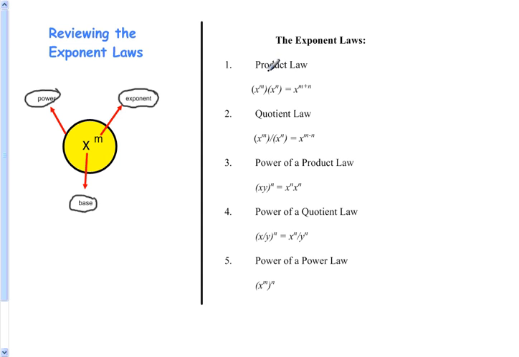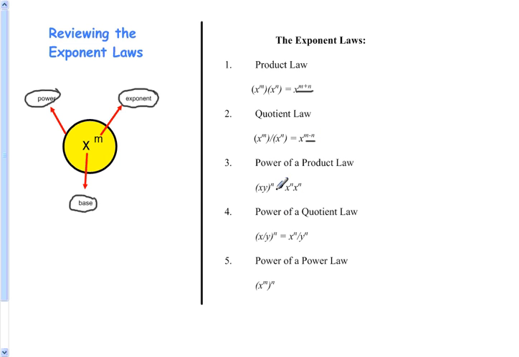The first exponent law is the product law. The product law tells us that if we have two bases that are the same, in this case x and x, we add the exponents. So if we are multiplying two things together and the base is the same, we add the exponents. When we're dividing and the base is the same, we subtract the exponents.